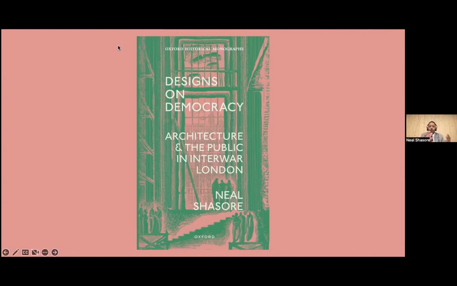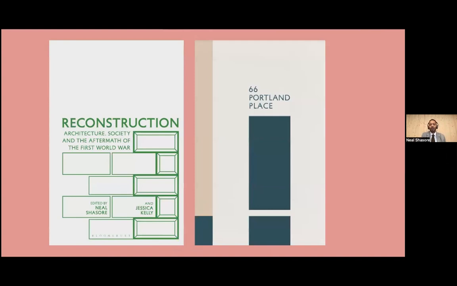So I'm going to talk a little bit about the book and its contents. I wanted to contextualize it within my own work. There are two other projects I've been working on which form this kind of trilogy of new work, new perspectives on the 1920s and 30s in Britain and the Empire.